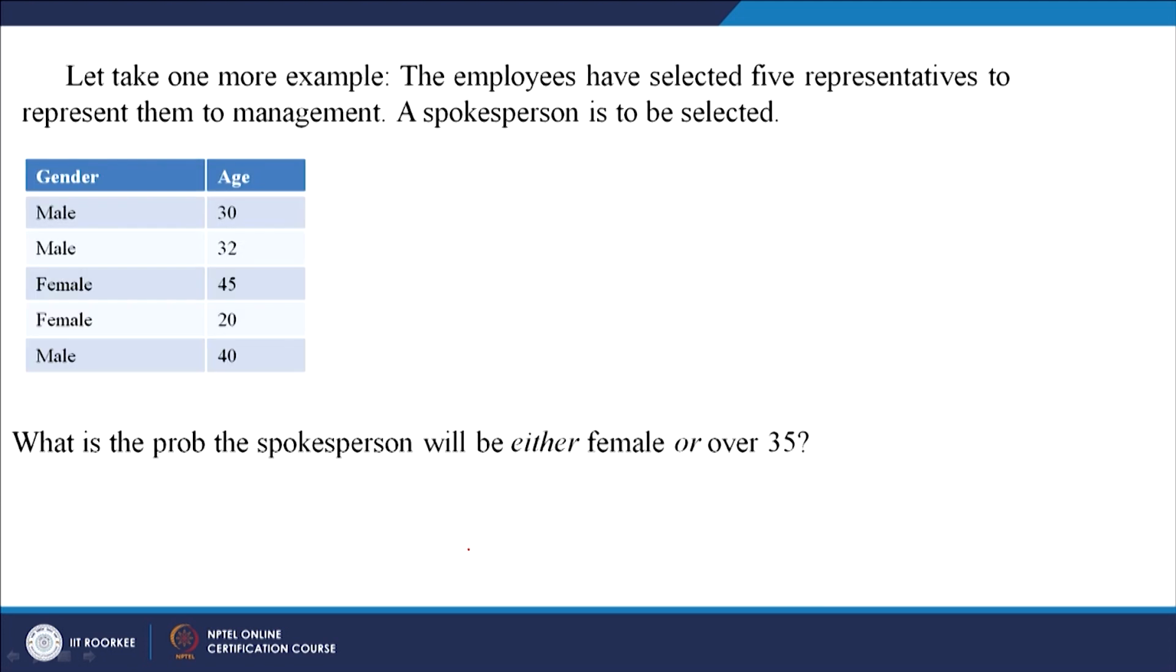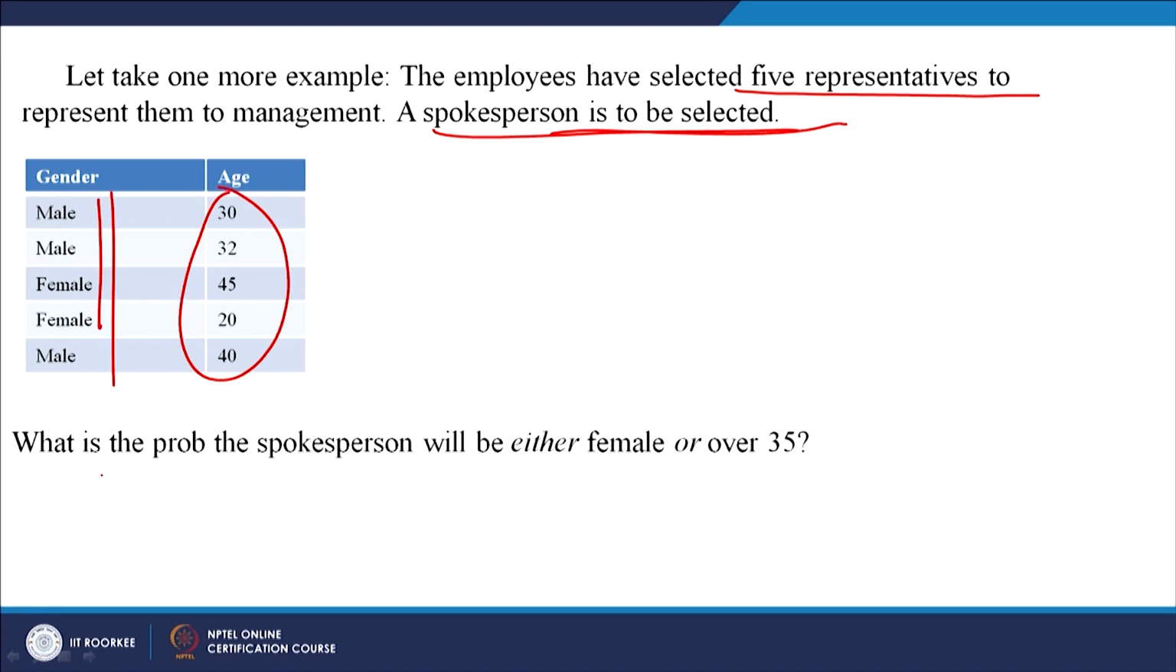Let us look at this example. The employees have selected 5 representatives to represent them to the management, and out of these 5 a spokesperson is to be selected. These are different ages and these are genders, so you have males and females. What is the probability that the spokesperson will be either female or over 35? You have to look at both. You have to find the probability of a spokesperson who is female or more than 35.